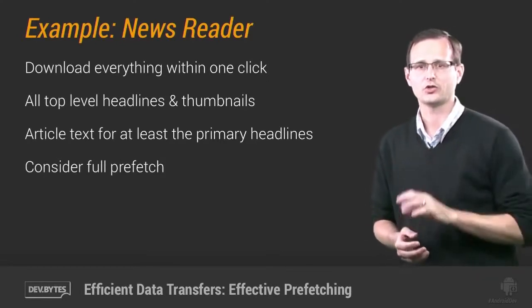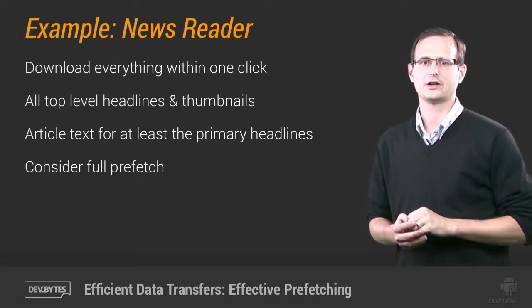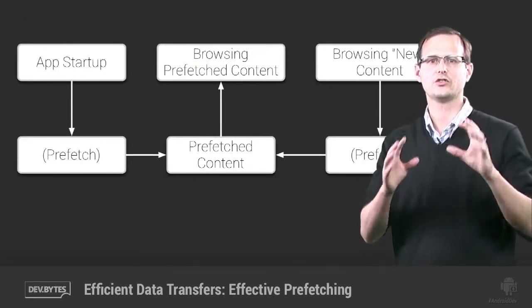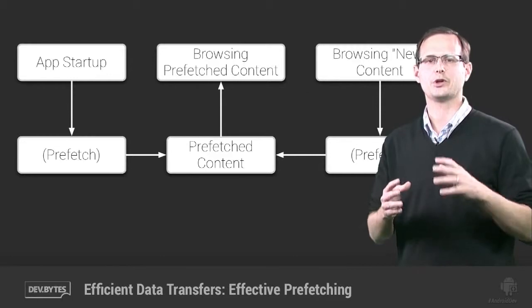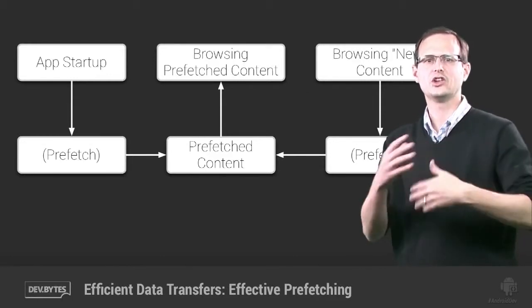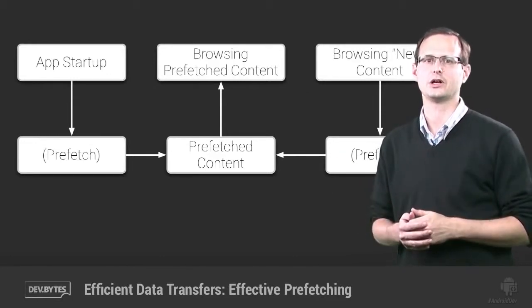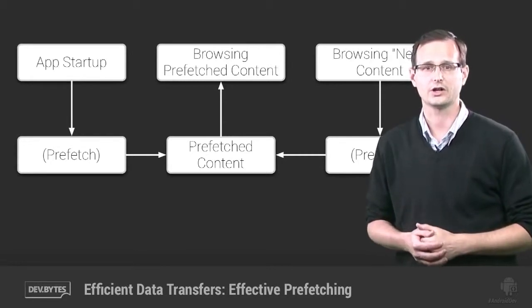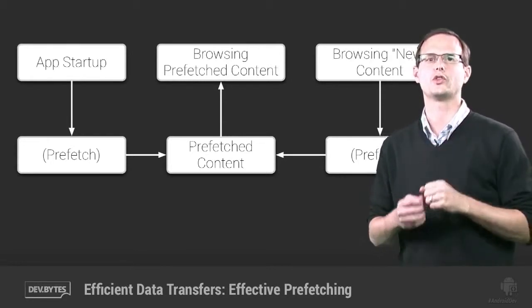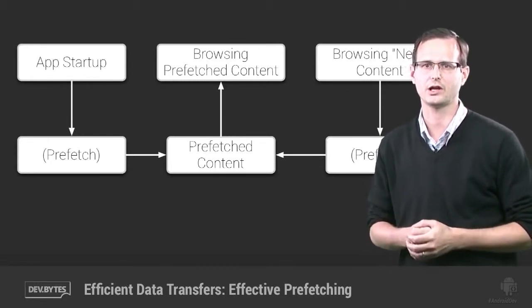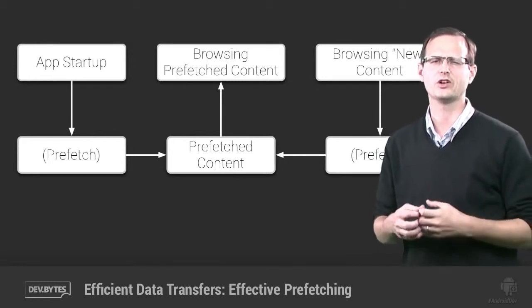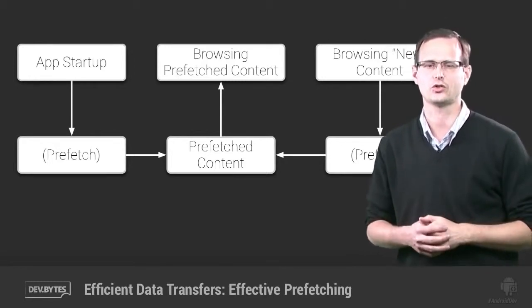A much better approach is prefetching a reasonable amount of data at startup, prioritizing the first set of news headlines and thumbnails which are likely to be displayed, and continuing on with the remaining headlines and thumbnails, and also article text. Now it's also important to ensure that your prefetching doesn't delay the app startup by making the app wait for the prefetch to complete fully before letting the user interact.